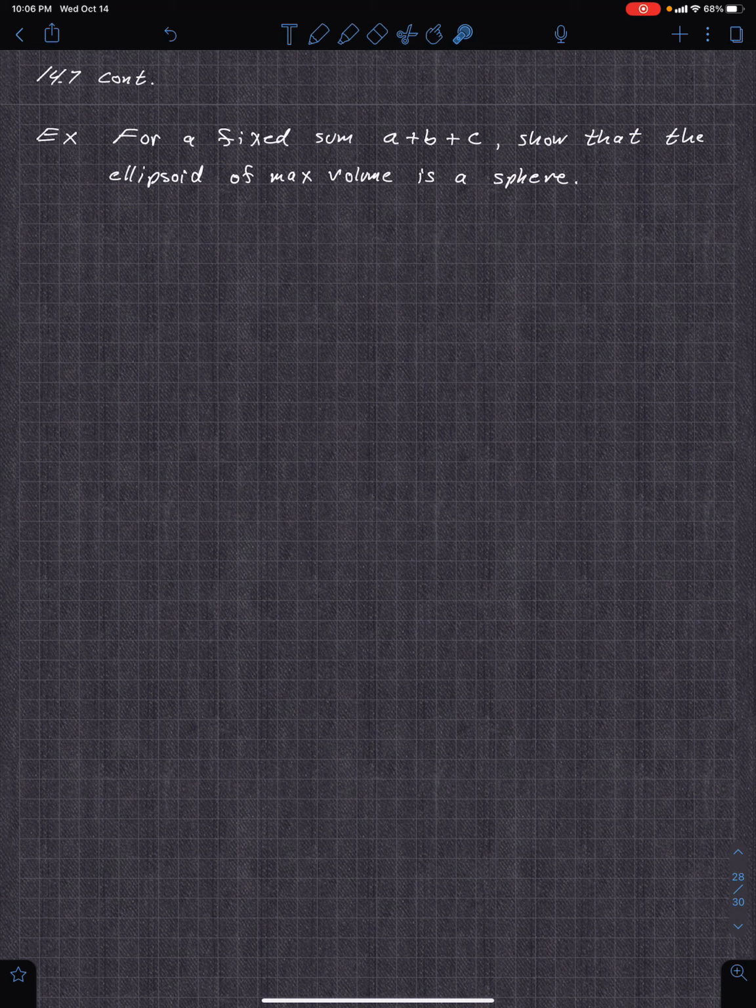This one says, for a fixed sum, A plus B plus C, and those are going to be the sides, or the axes, show that the ellipsoid of maximum volume is a sphere. In other words, those are equal. So you have some ellipsoid, and we'll first write down the formula for an ellipsoid.